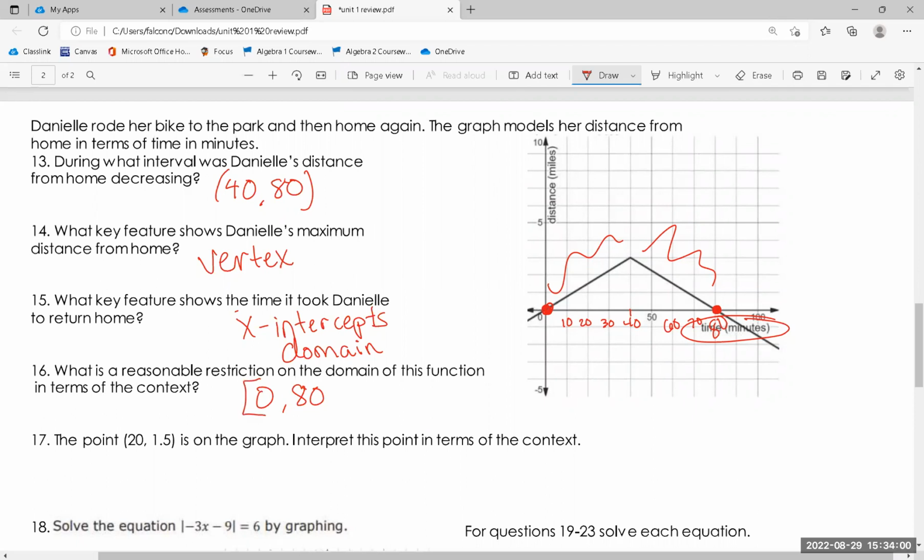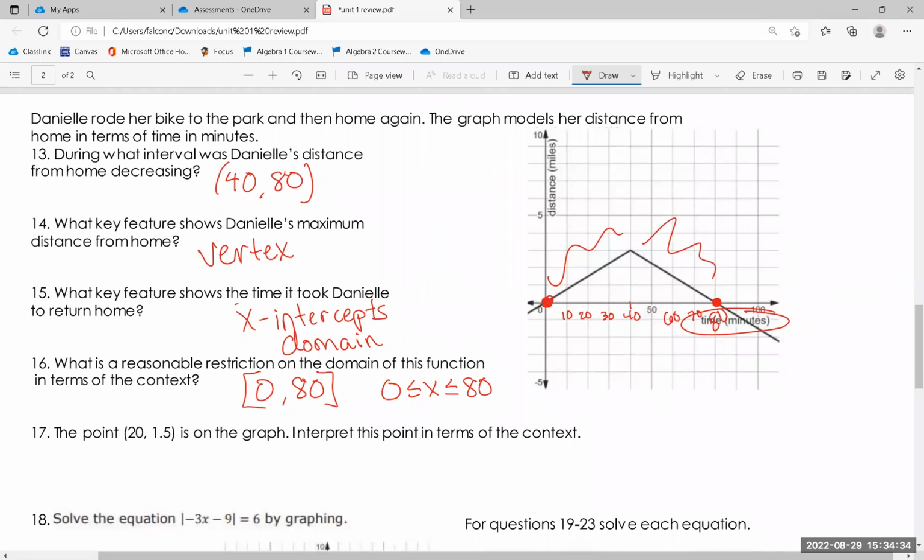And we're putting brackets around both of these because we do have dots at both of those, right? She can be equal to 0 time. She hasn't moved yet. Danielle hasn't started riding her bike. And then we can also be equal to 80 minutes because that's the exact time when she gets back home. That's interval notation. If we wanted to write this in inequality notation, we would have x greater than or equal to 0, but also less than or equal to 80. So x is between that 0 and that 80.